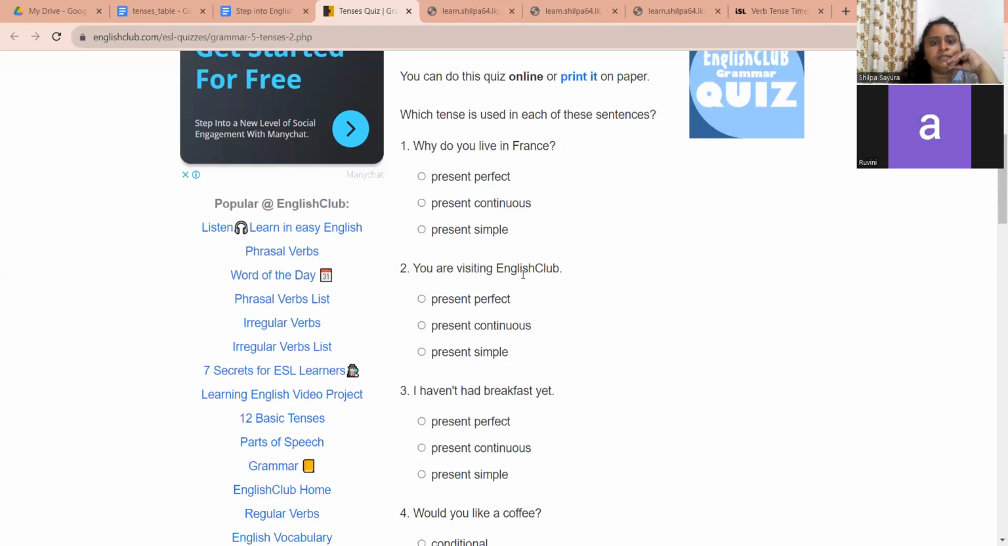Next one. You are visiting English club. What's the tense? To which tense does it belong? You are visiting, present continuous. Very good.